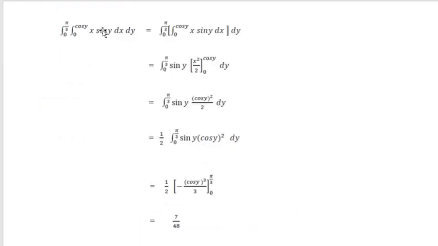In the second example, the limits are given in terms of variable y. So this represents limits of x. X is varying from 0 to cos y. So here first integrate with respect to x and then with respect to y. Remember that outer integral limits must be constant. So first integrate with respect to x, so we get this, and then integrate with respect to y. So we get 7 by 48.